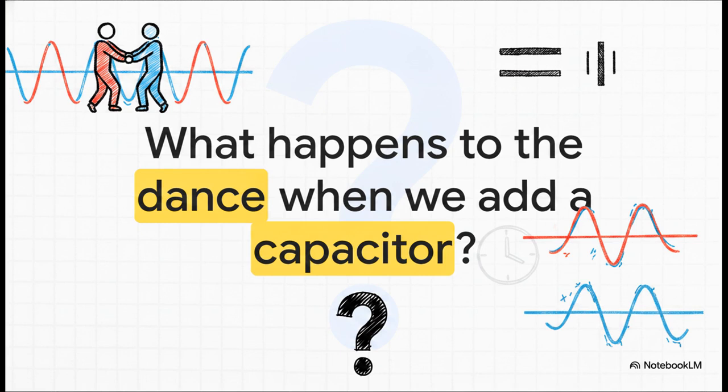So there you have it. We've officially mastered the resistor. We know that when we push alternating current through it, voltage and current lock hands and perform a perfectly synchronized in-phase dance with a power factor of 1.